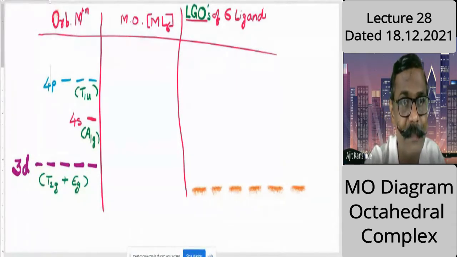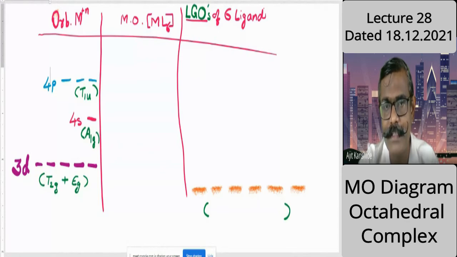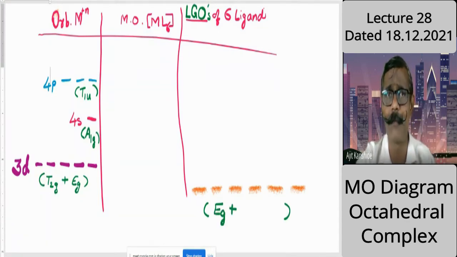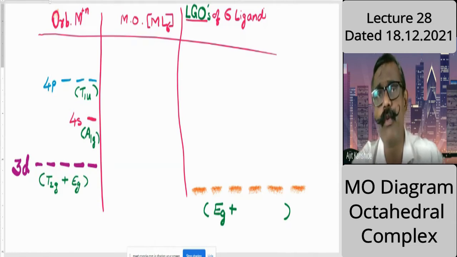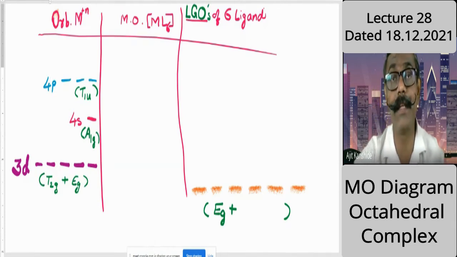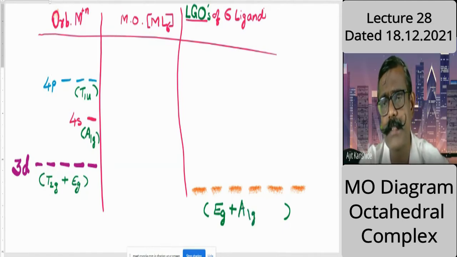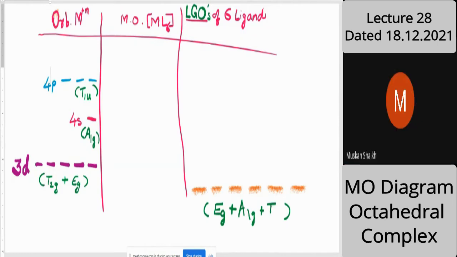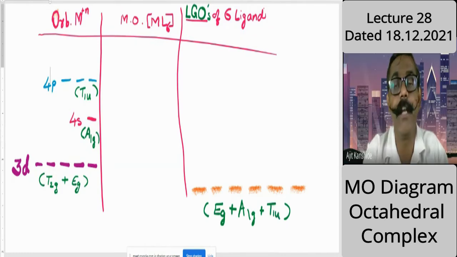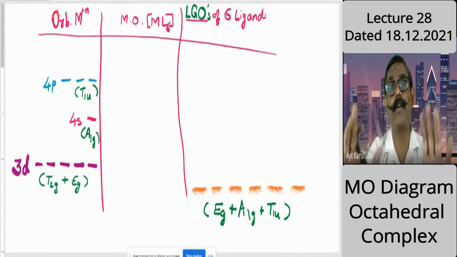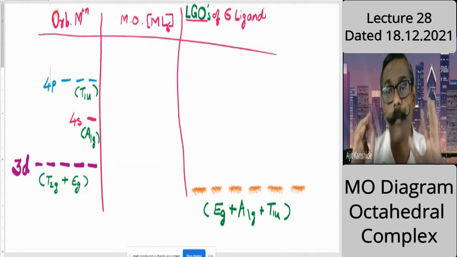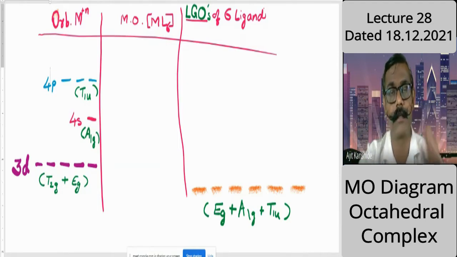And what are the symmetry orbitals there? Yes. First is Eg, plus. I told you whichever suitable orbitals from the metal ion are there, that will be the symmetry for the orbitals of the ligand. Eg that I consider, plus A1g, yes, only one. T2g will not be there. Remaining will be there, plus T1u. These 6 ligand symmetry orbitals, LSOs, are there. Total 6.